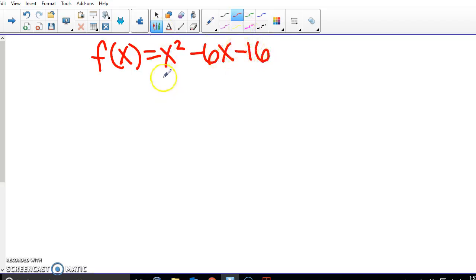And the first thing we're going to do is find the a, b, and c for this equation. A is the coefficient in front of the first term, B is the coefficient in front of the second term, and C is the constant on the end. So in this case, our A is 1, our B is negative 6, and our C is negative 16.